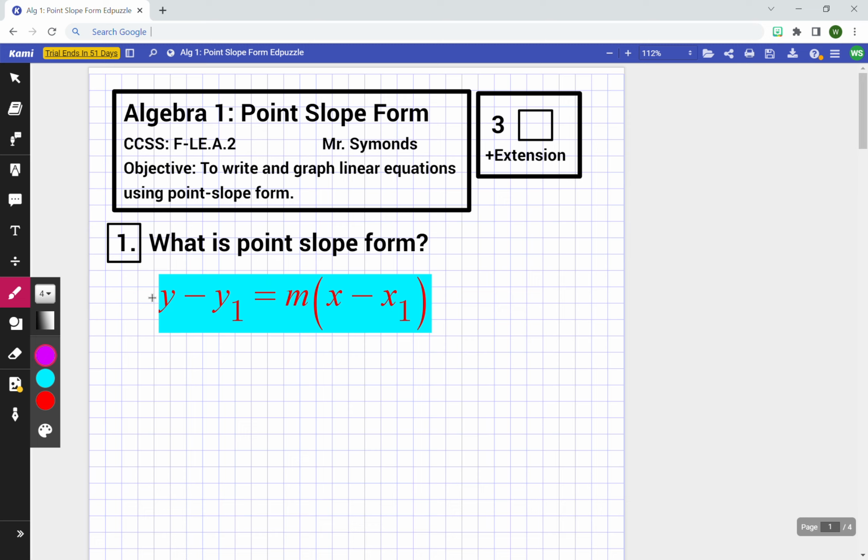Today's lesson is on point-slope form. It'll be 3 boxes to follow an extension. And the standard that we're working with today is to construct a linear function. So our objective is to write and graph linear equations using point-slope form.